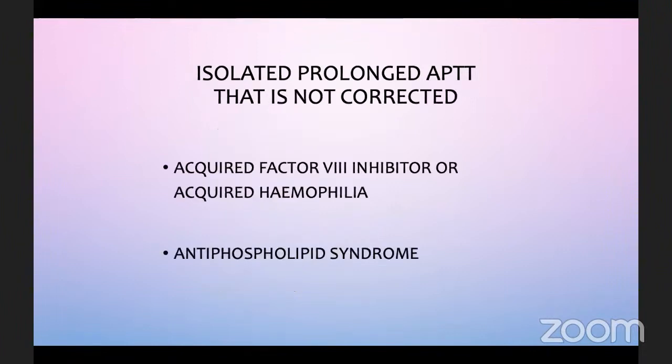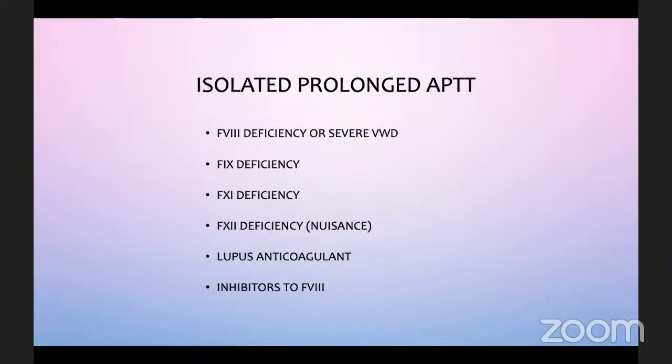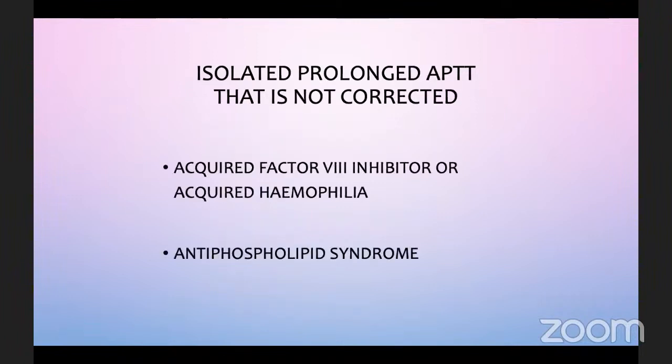Sorry, I missed one slide here, or one step here. So whenever you have a patient with an isolated prolonged APTT, you cannot just transfuse, or just assume that it is not a problem. You need to investigate. And how do you investigate that? You need to do something called a mixing test. If your mixing test is corrected, then you need to look for factor deficiencies. If you have a mixing test that is not corrected, then the differential diagnosis would be either an acquired factor VIII inhibitor or acquired hemophilia A, or it could be an antiphospholipid syndrome.